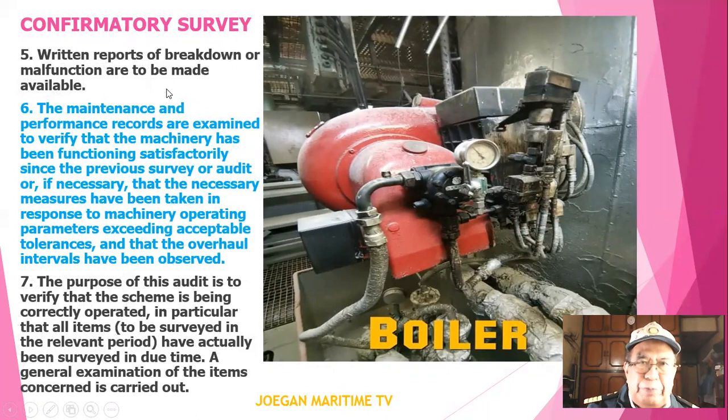Number five, written reports of breakdown or malfunction are to be made available. Number six, the maintenance and performance records are examined to verify that the machinery has been functioning satisfactorily since the previous survey or audit, or if necessary, that the necessary measures have been taken in response to machinery operating parameters exceeding acceptable tolerances, and that the overhaul intervals have been observed.